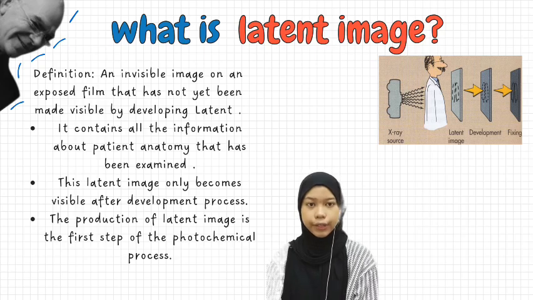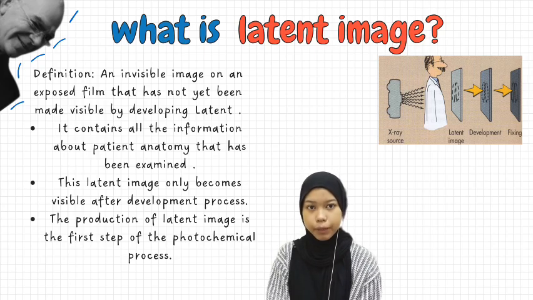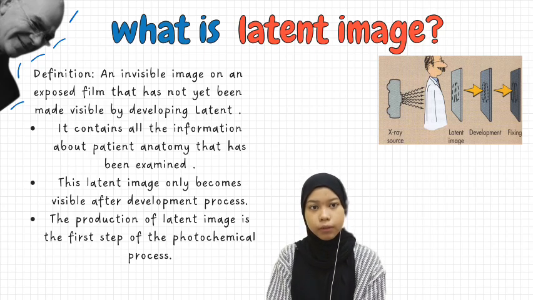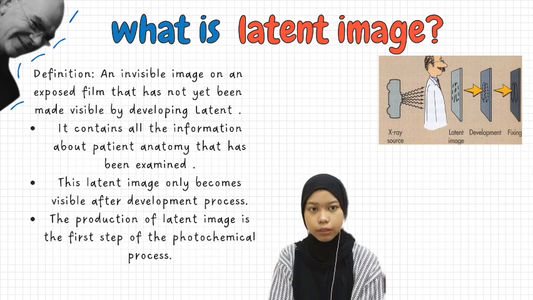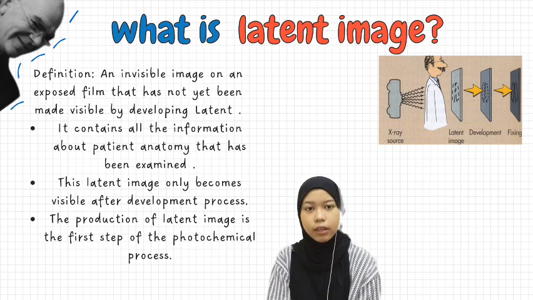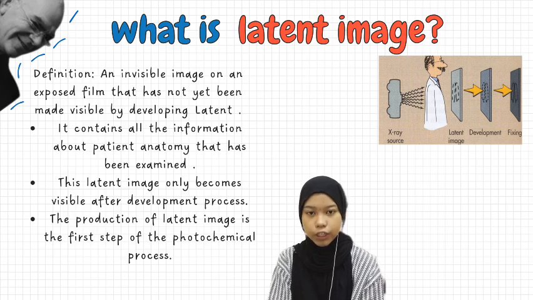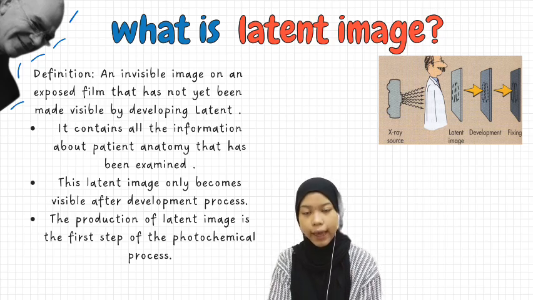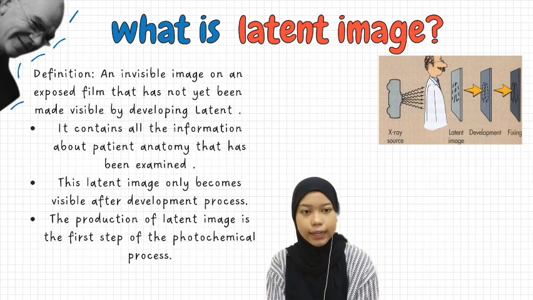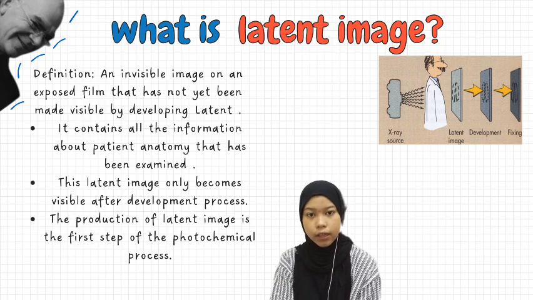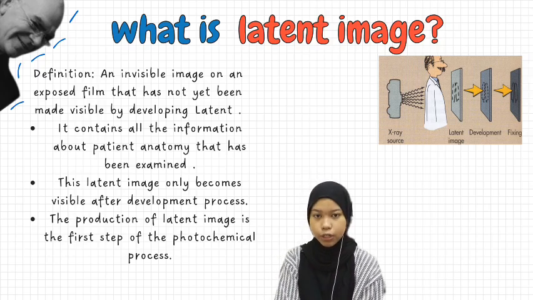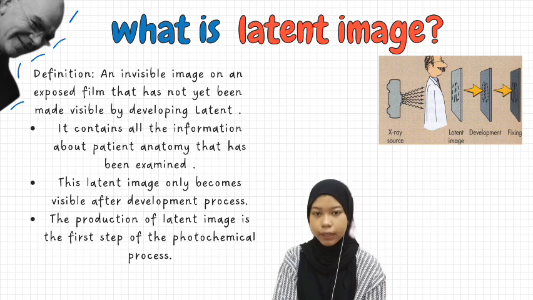By the definition, it means an invisible image on an exposed film that has not yet been made visible by developing. It contains all the information about patient anatomy that has been examined. This latent image only becomes visible after a development process. The production of latent image is the first step of the photochemical process.